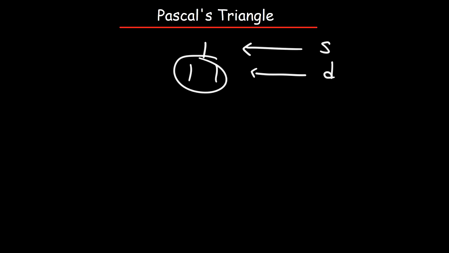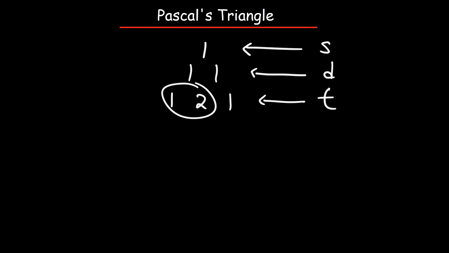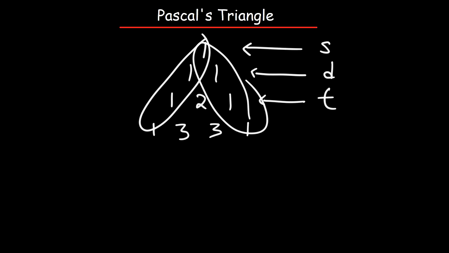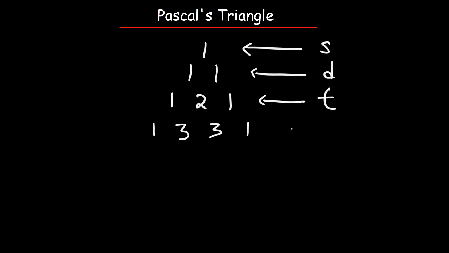Next, add the two numbers. 1 plus 1 is 2. Now you're always going to have a 1 on the left side and on the right side. So this is the intensity ratio for a triplet. Now if we add 1 plus 2, that gives us 3. And if we add 2 plus 1, it also gives us 3. And put a 1 at the edges of the triangle. So now we have the intensity ratio for a quartet.